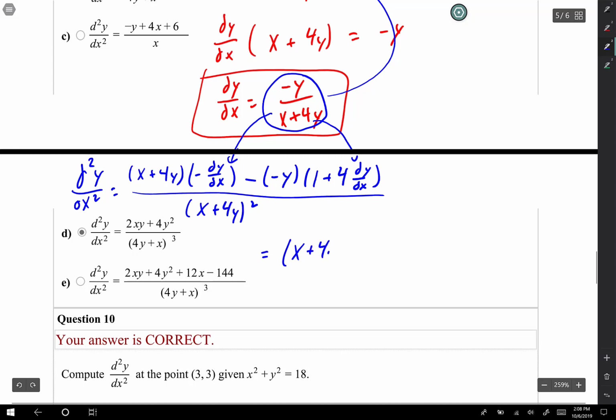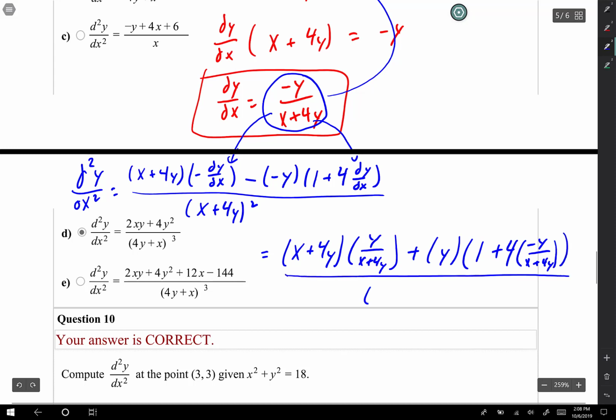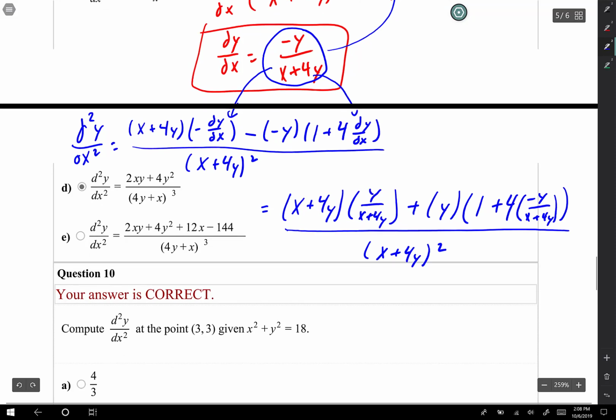x plus 4y times a negative, which is a positive, so y over x plus 4y. And then negative times a negative is a positive there, so I'm going to write plus y times (1 plus 4(negative y over x plus 4y)). And all this is over (x plus 4y) squared. All right, so let's multiply this.